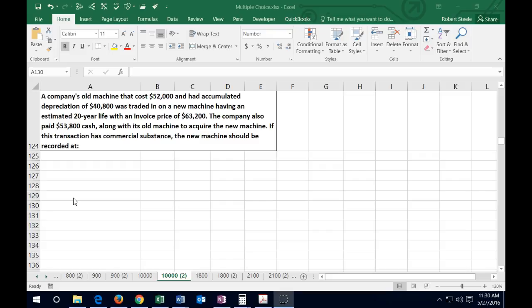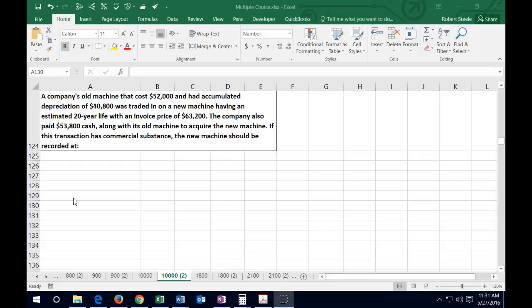So we have here a company's old machine that cost $52,000, had an accumulated depreciation of $40,800, and was traded on a new machine having an estimated 20-year life with an invoice price of $63,200. The company also paid $53,800 cash along with its old machine to acquire the new machine. If this transaction has commercial substance, the new machine should be recorded at what?